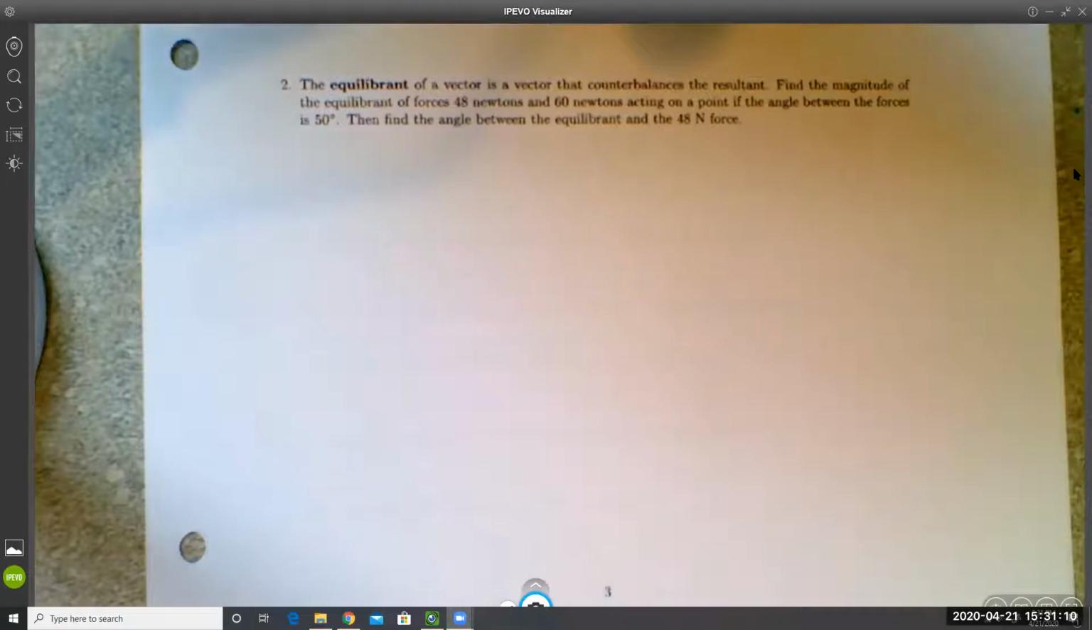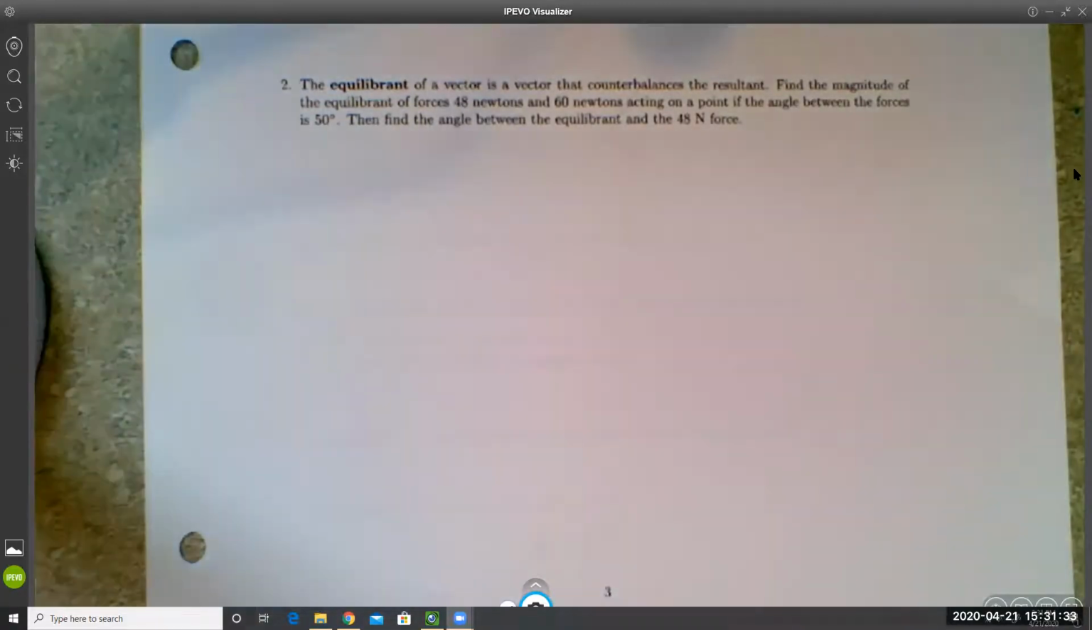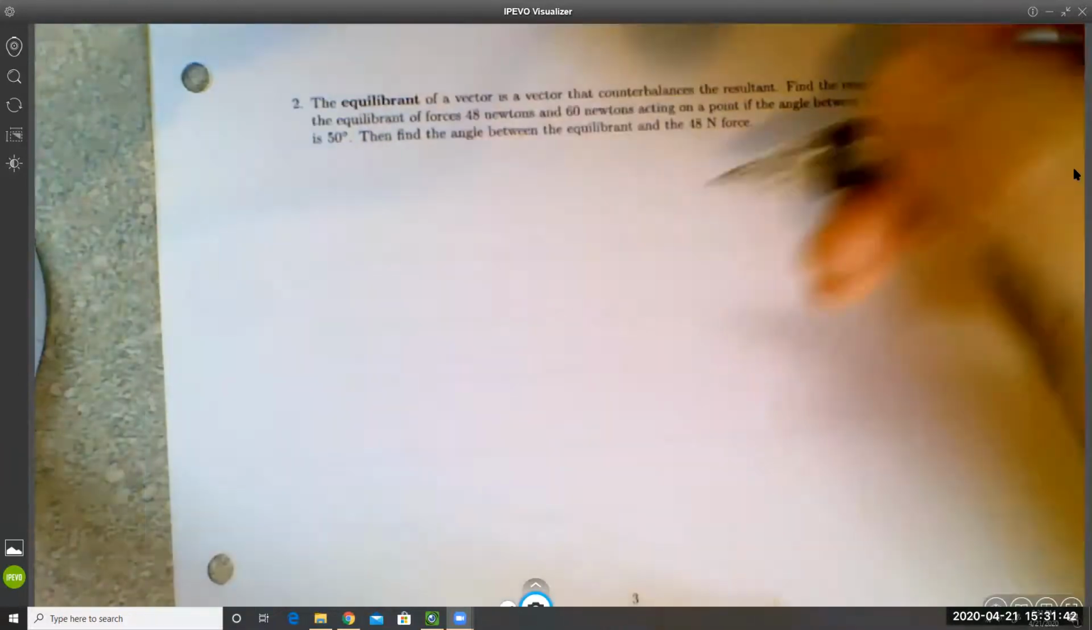Anyway, this one says find the magnitude of the equilibrant of forces 48 newtons and 60 newtons acting on a point if the angle between the forces is 50 degrees. Then find the angle between the equilibrant and the 48 Newton force. Well, okay. So let's start off by drawing a picture. So we have two forces, a 48 Newton force and a 60 Newton force acting on some point.